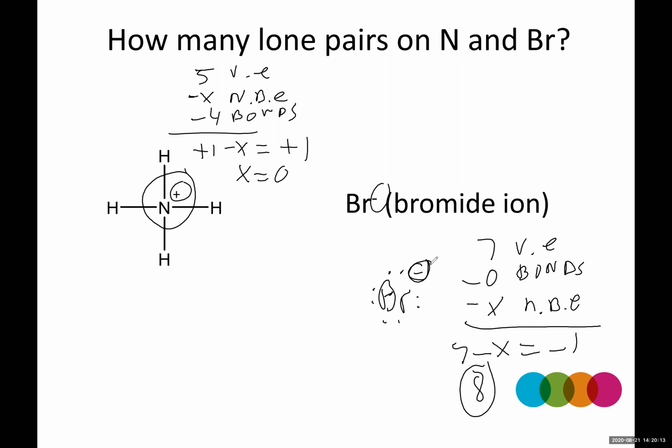So in that way, you can either calculate the formal charge on an atom if you're given the structure and you have to show the number of lone pairs, or you can calculate the lone pairs if you're given the structure and the formal charge on the atom.